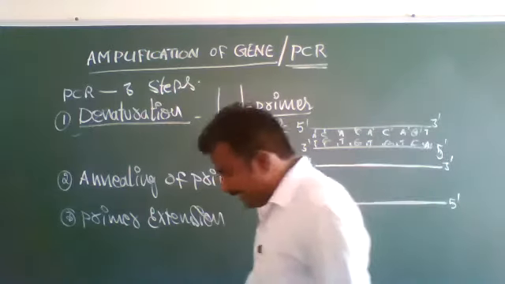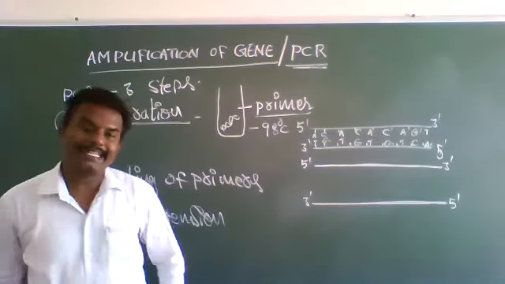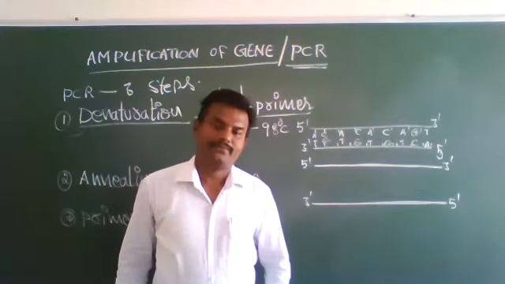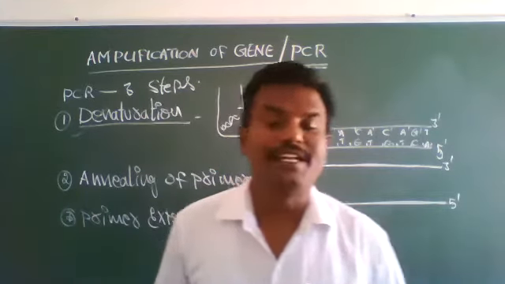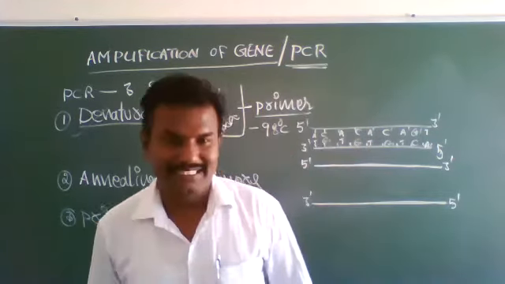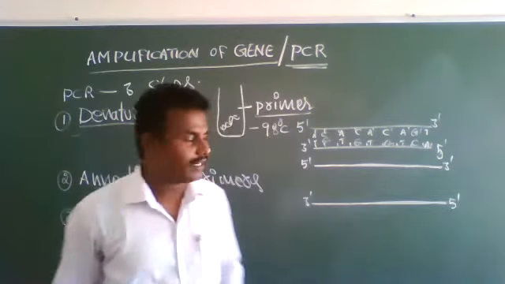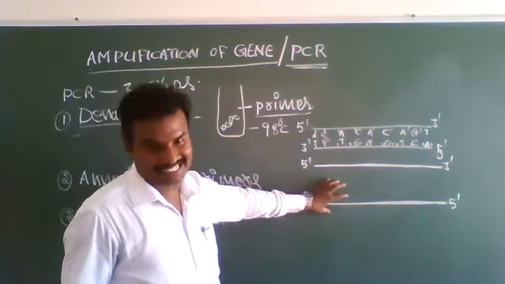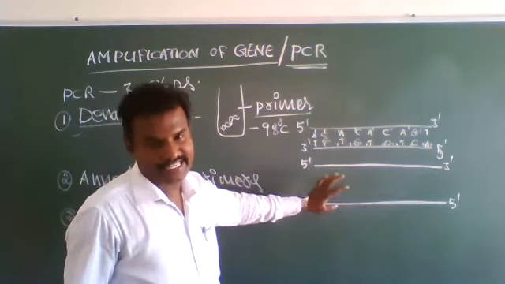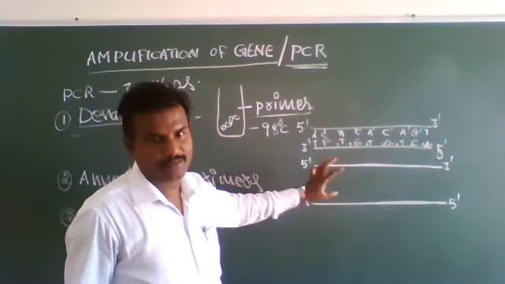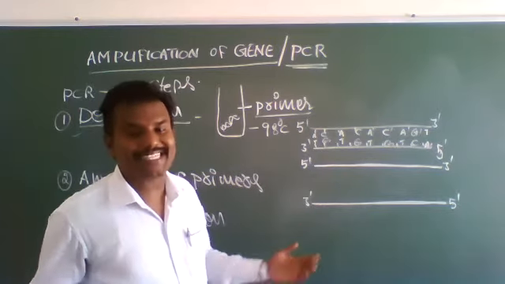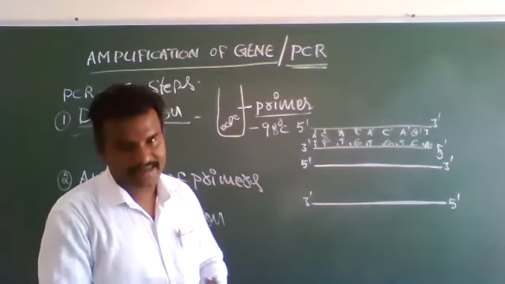So when we heat to about 98 degrees centigrade after adding primers which contain 20 to 30 nucleotides, those primers are called oligonucleotides. Then the double-stranded DNA becomes single-stranded. The double-stranded DNA dissociates, meaning it separates.